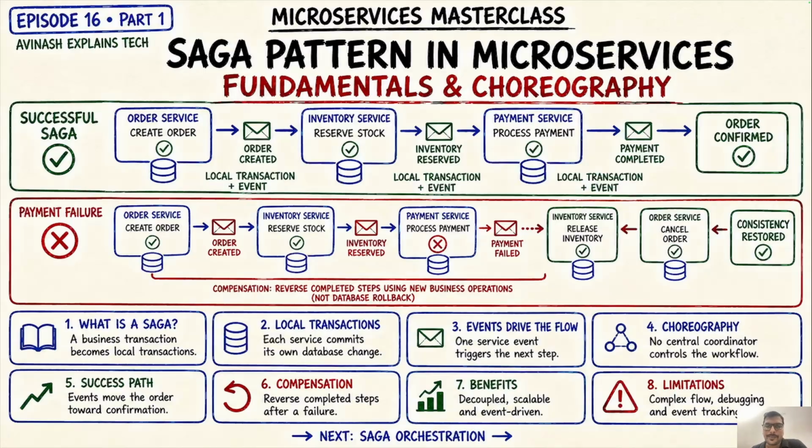But what happens when the order is created, inventory is reserved, and then payment fails? The first two services have already committed their database transactions. We cannot use a normal database rollback because every service owns a separate database. This is where the Saga pattern helps us.